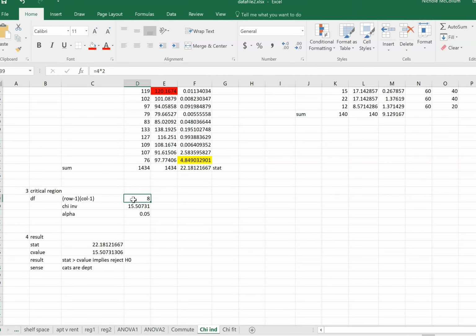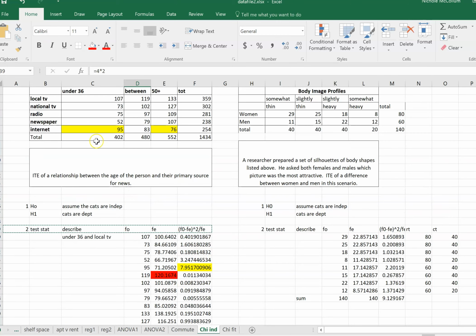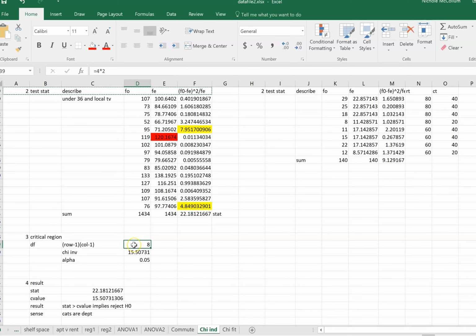So first, I need the degrees of freedom. Well, in a chi-squared independence test, the degrees of freedom are rows minus 1 times columns minus 1, multiplied. In this case, 4 times 2. And that makes sense because we have 2 categories. The first category is news, and so we take minus 1 of that. That would be 4 categories left. We have age as the other category, and minus 1 of that would be 2. And that's why we multiply, because of the independence. We do 4 times 2, and that gives us 8. Again, that tells me my degrees of freedom is 8.